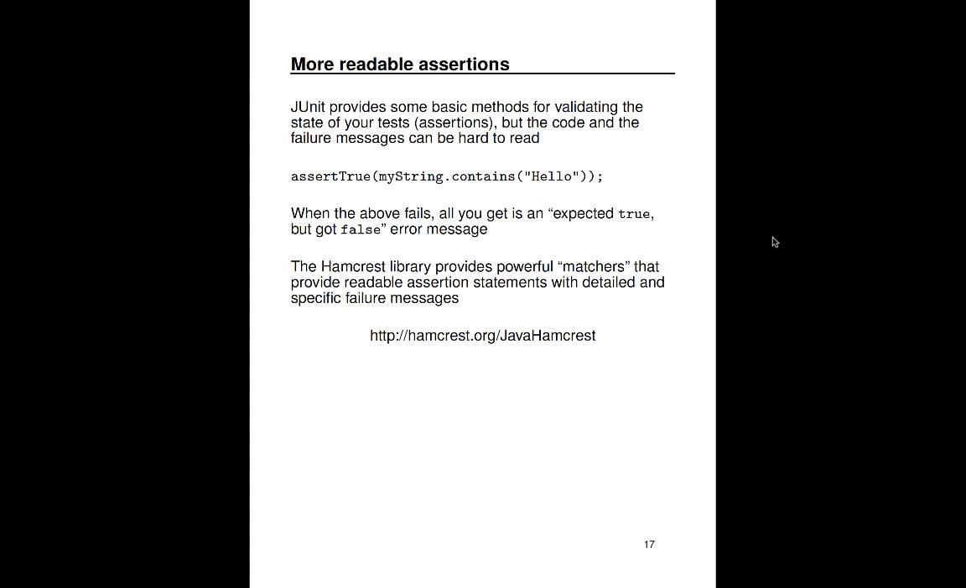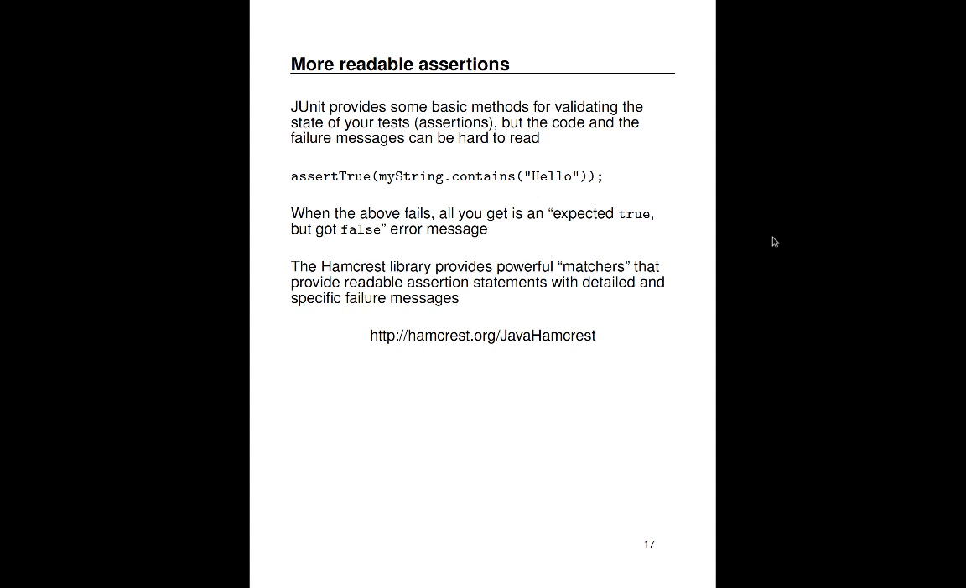Let's say you perform some operation and you want to validate that the string returned by that operation contains the string hello. Well, using the JUnit assertion APIs, here's what you need to do. You need to say, assert true myString, which is the string that was returned by the code that was under test, contains hello. And when this passes, this is fine. The test passes, it's great.